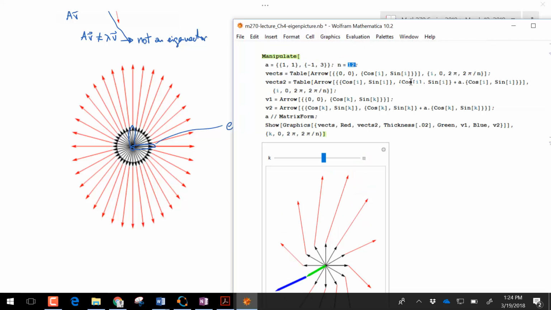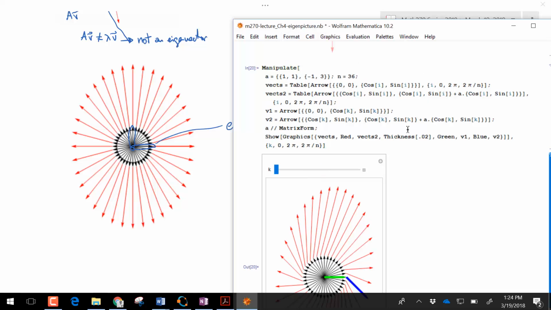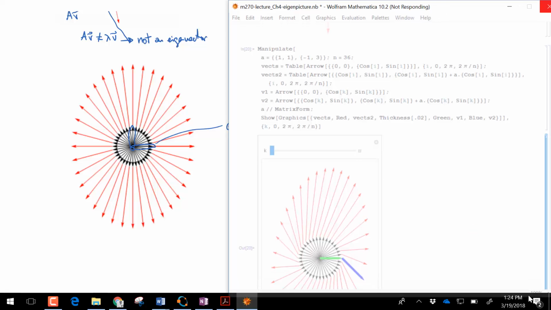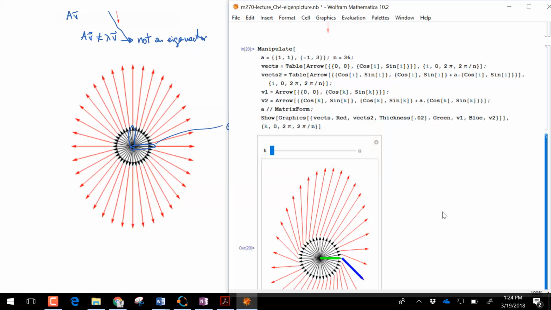It's only 12. Let's make it 36. Then you get a nicer picture. Not responding. Matt? Not necessarily. You might just get 1. You can't have more than 2. Yeah.